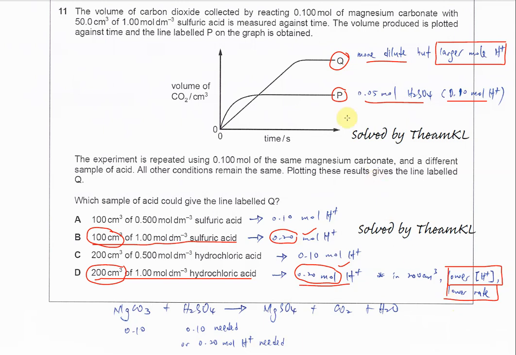So it meets the requirement here, or the diagrams here. The Q must have a lower rate, okay, because of the slope here, right? And the moles of H plus must be larger than P, 0.2, right? So that's why D is the answer. Thank you.